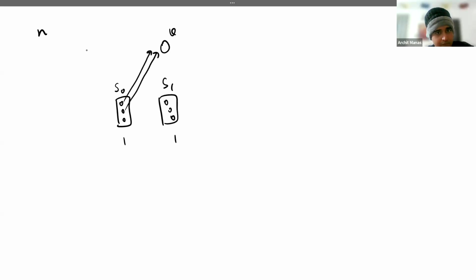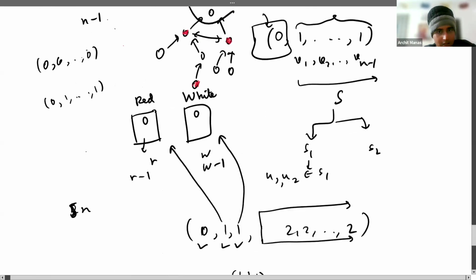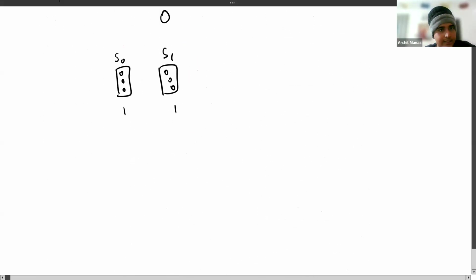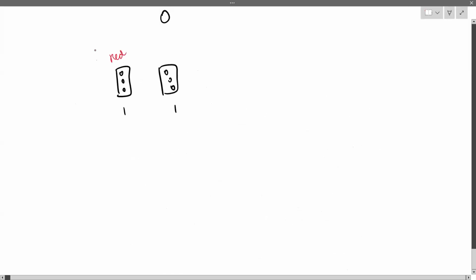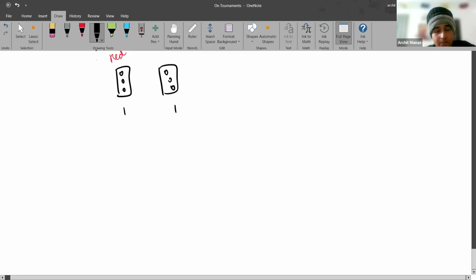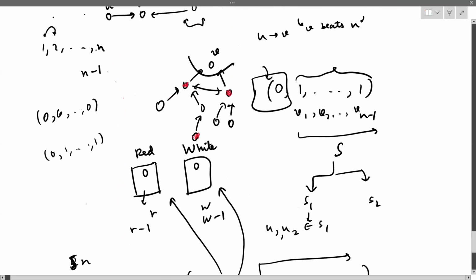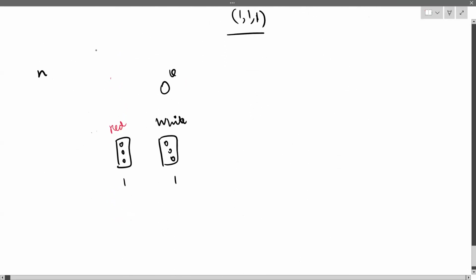Can't have from S1, for example, because, actually, let me just call this red and white so that it's clear. Wait, can we have an edge to S1 also, right? No, because V is also part of the tree. Okay, yes, correct. So now imagine we have V and V is 0.